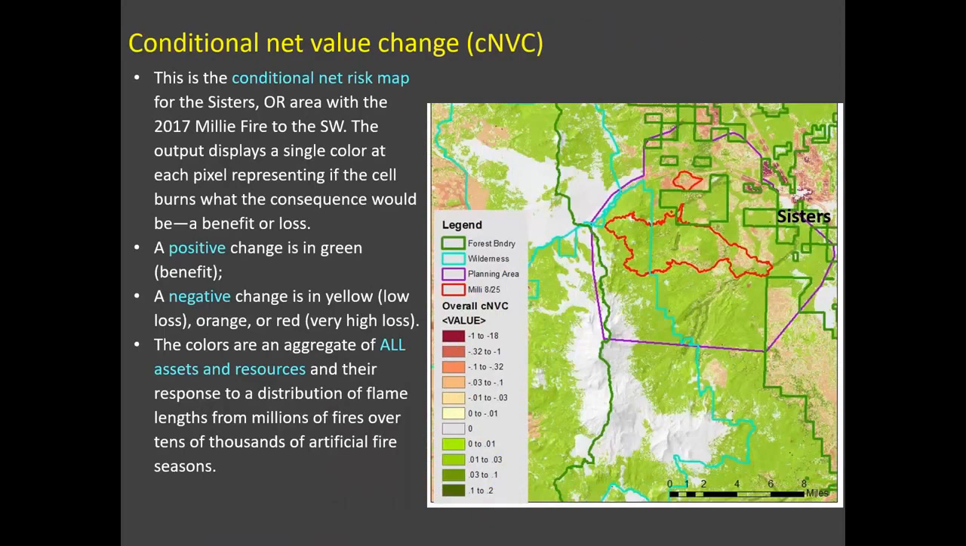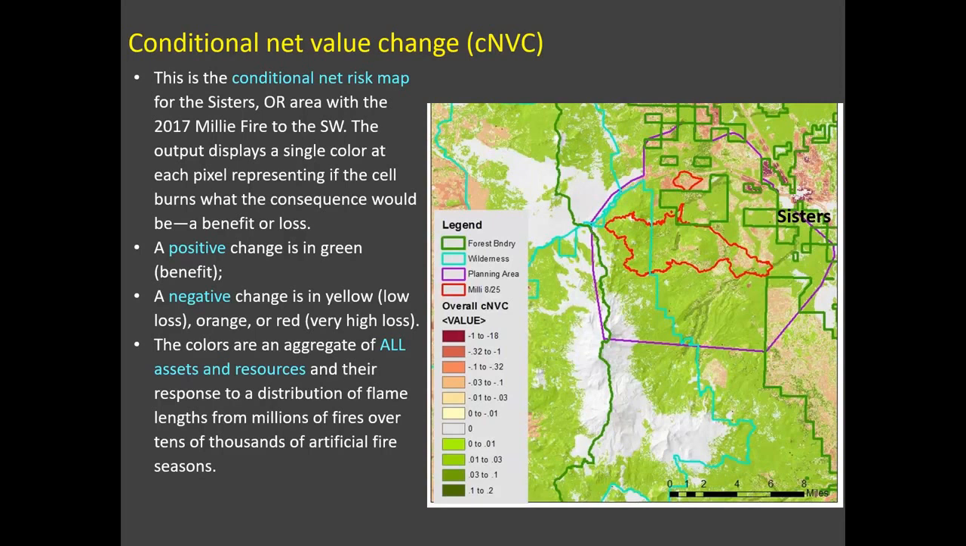So from the risk assessment, here's the key. We get this conditional net value change. So if a fire does occur at that site, on that pixel, this would be the resultant change, the net change of all those values that were listed previously. So this is the Sisters, Oregon area. There was a Millie fire in 2017 to the southwest, and it displays a single color at that net change for each of those pixels.